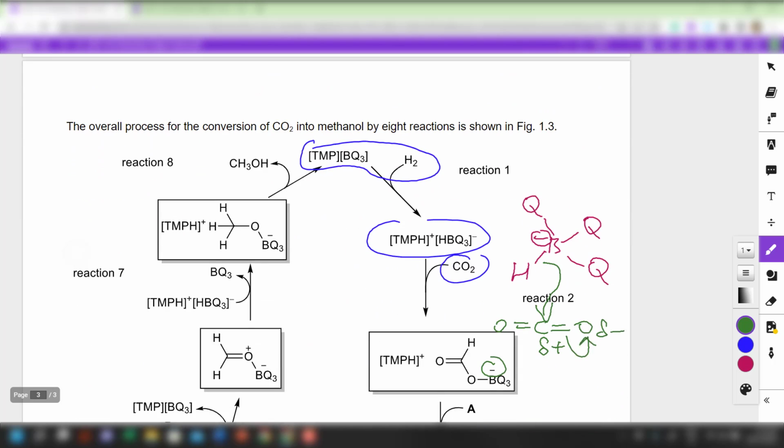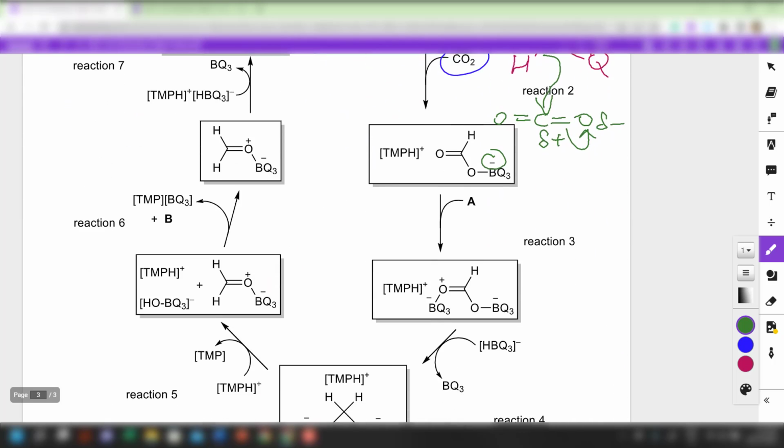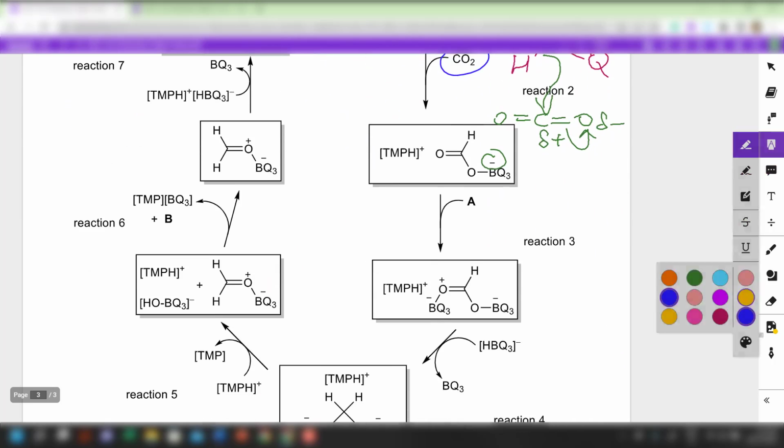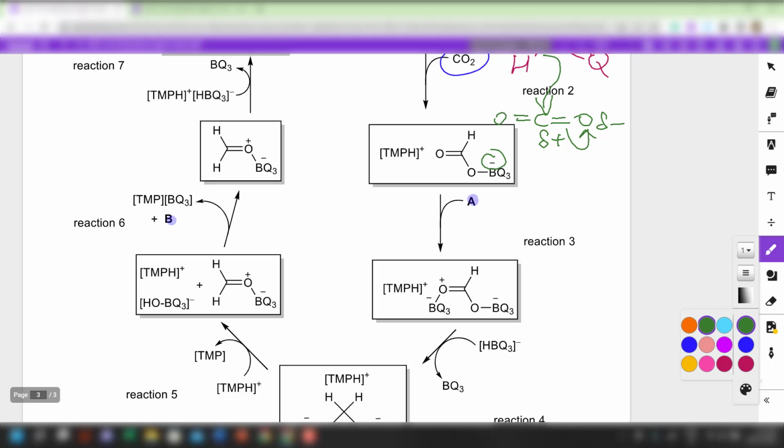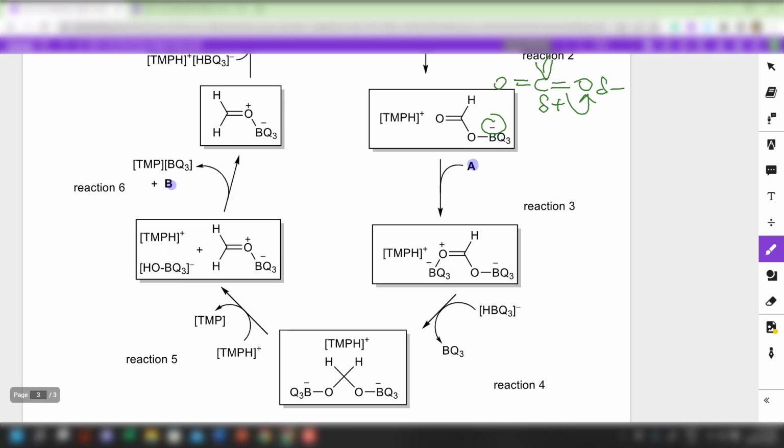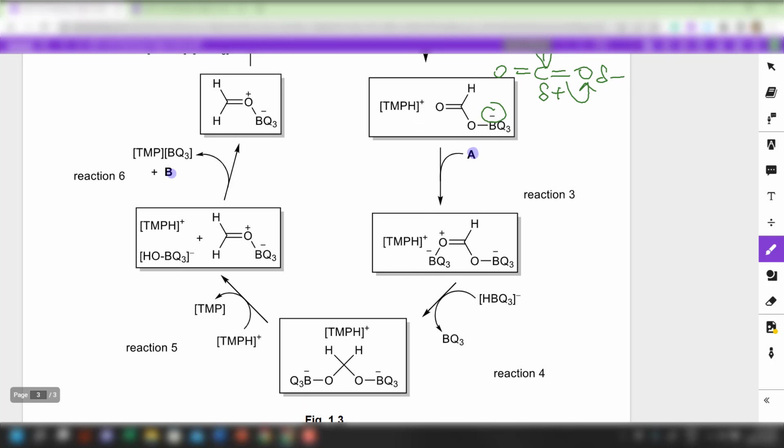Anyway, A is not given, and of course B is not given as well, so they are unknown. Probably later on we need to identify what they are, so let's not panic too much for now. Okay, so when A was introduced, you'll notice that this thing sort of continues.